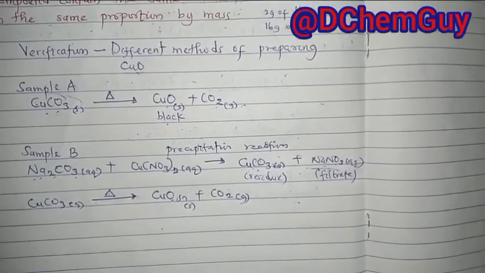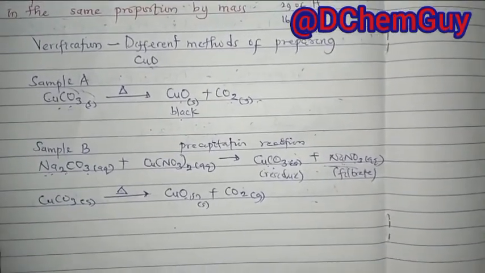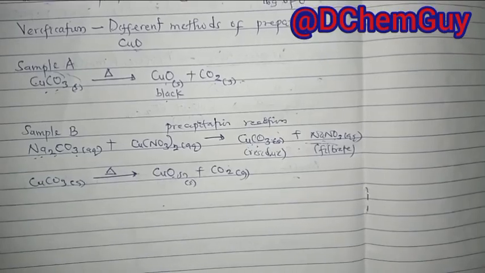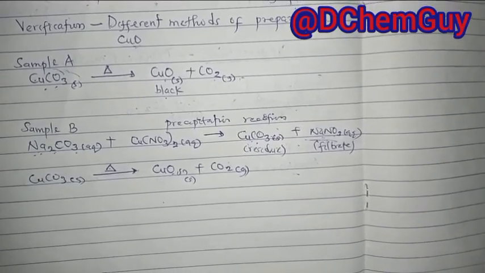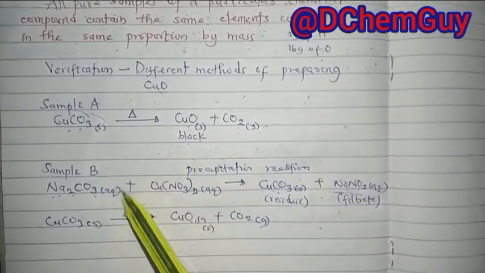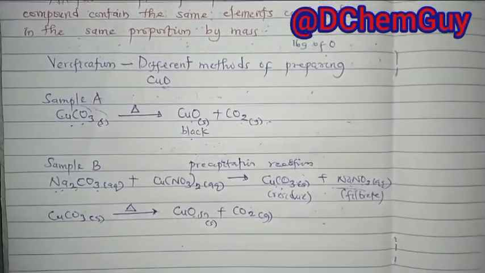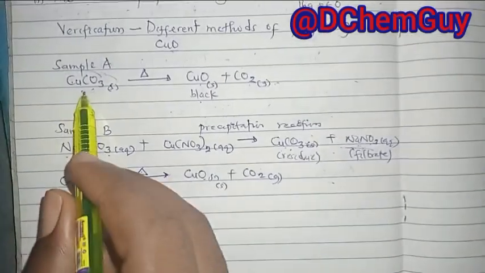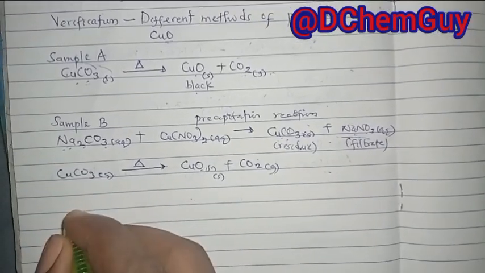Now, having done that, we are not going to stop here. We are going to move forward by turning copper 2 oxide into copper. So how do we reduce it? It's very easy. We will just take the two samples and reduce them. So how do we do that? We will just take sample A.